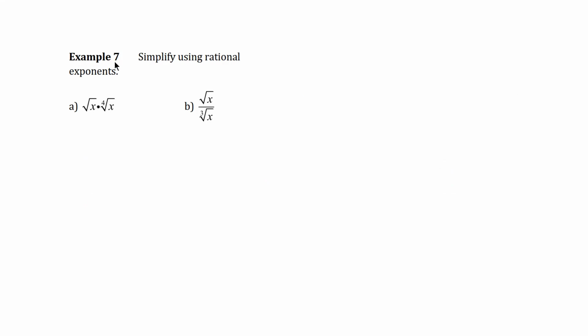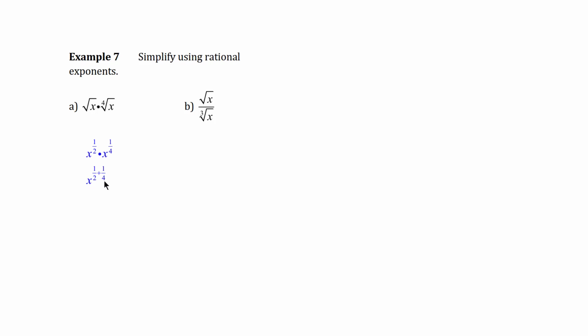Next, we have example number 7. Simplify using rational exponents. For part A, we have the square root of x times the 4th root of x. First, we convert the radicals into rational exponents. So we have x to the 1/2 power times x to the 1/4 power. To simplify this, we use the product rule. So we get x to the 1/2 plus 1/4 power.